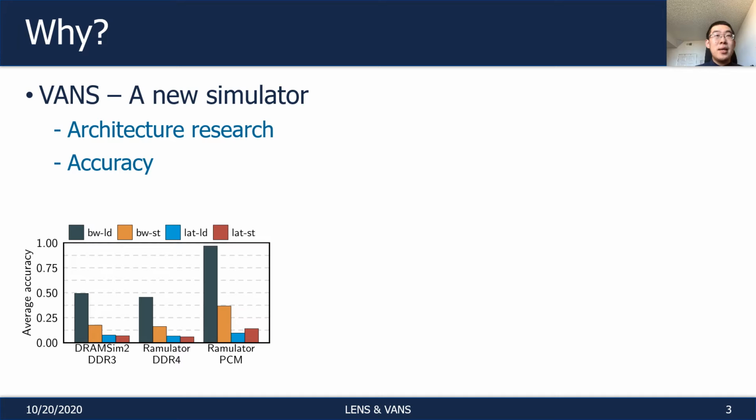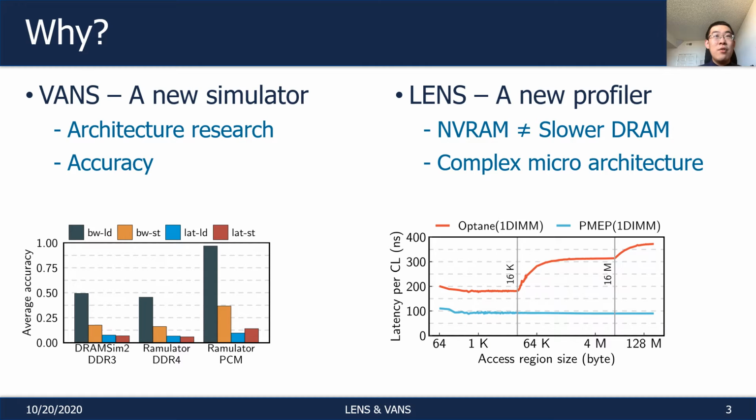But why do we need a new simulator and a new profiler? Architecture-level non-volatile memory research usually requires a memory simulator, but we find that existing simulators are not accurate enough compared to Intel's Optane persistent memory DIMM, so we need a new simulator. But non-volatile memory is not just a slower DRAM. As shown here, DRAM latency is stable, while Optane DIMM latency is not constantly slower than DRAM. So we need a new profiler to discover the complex microarchitecture design.